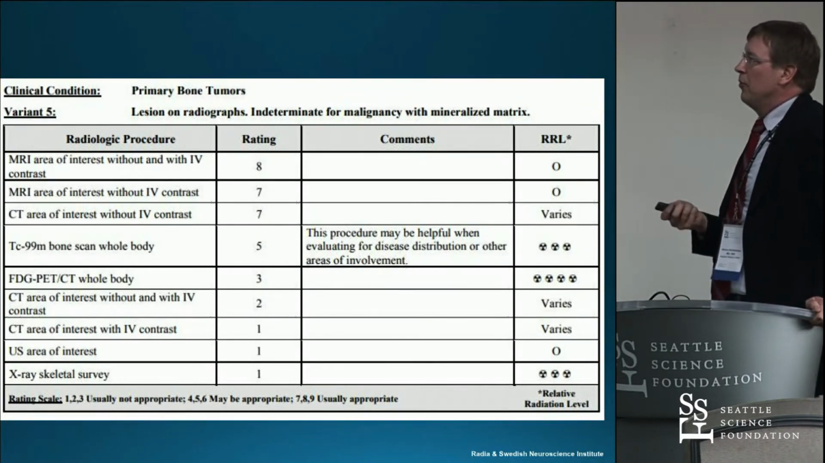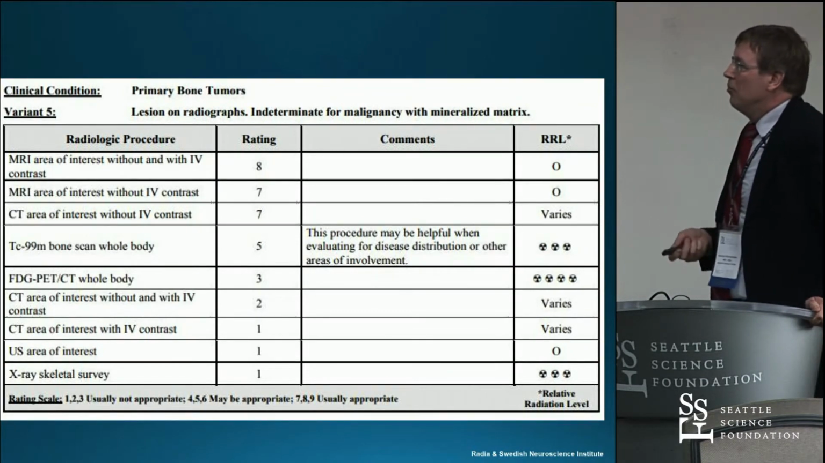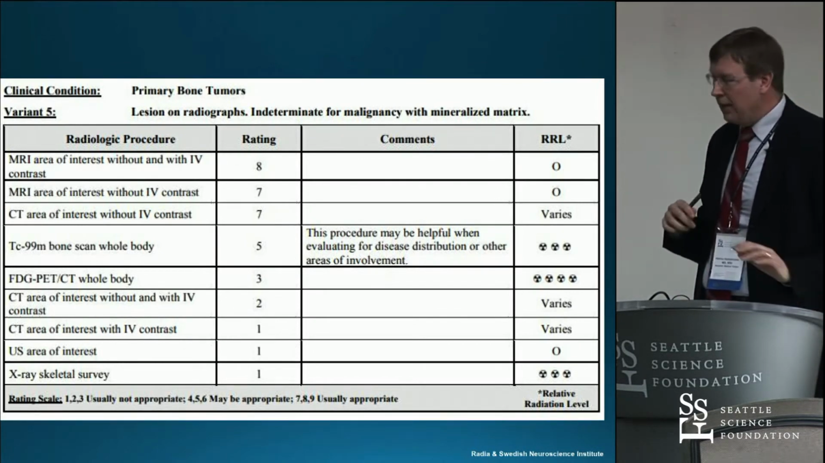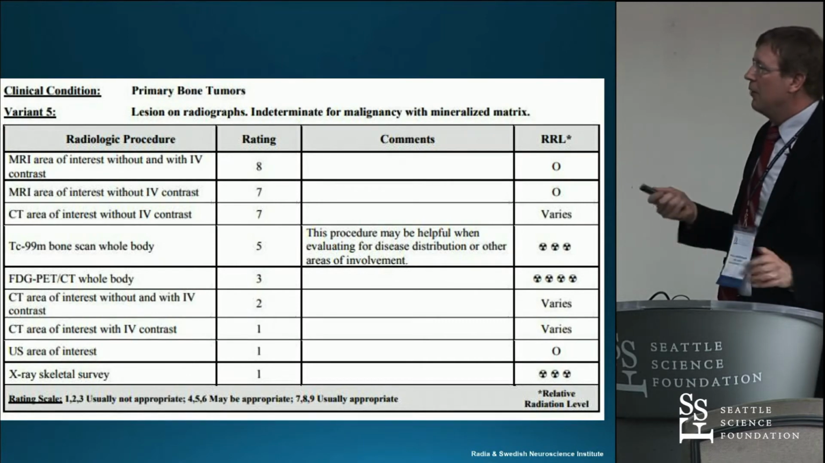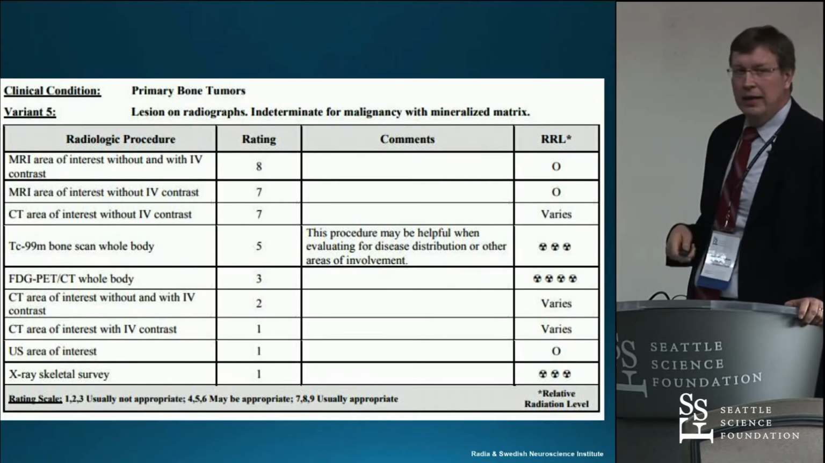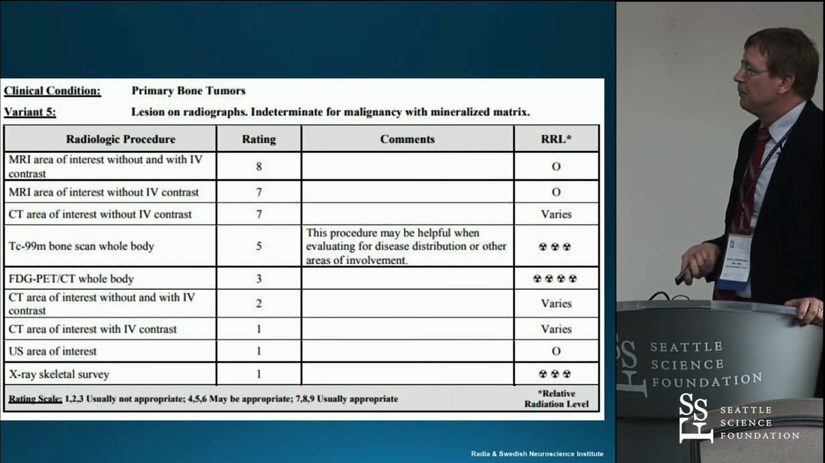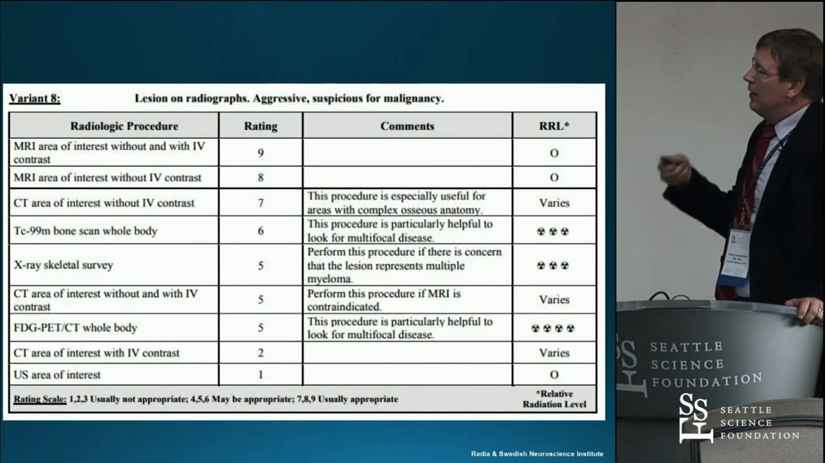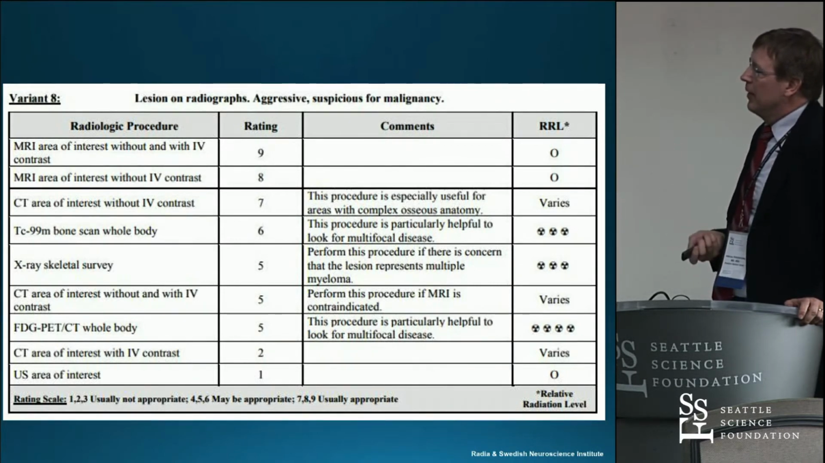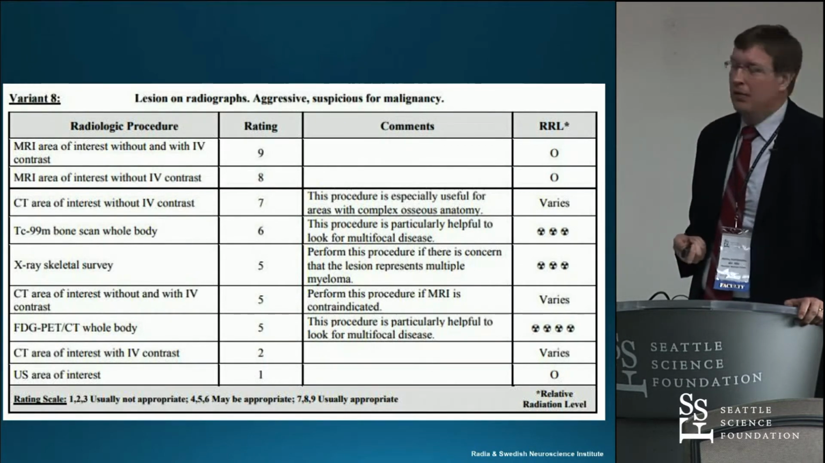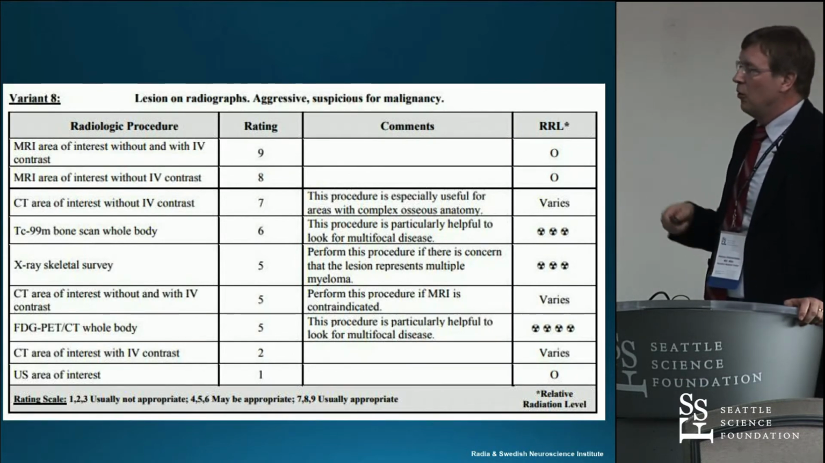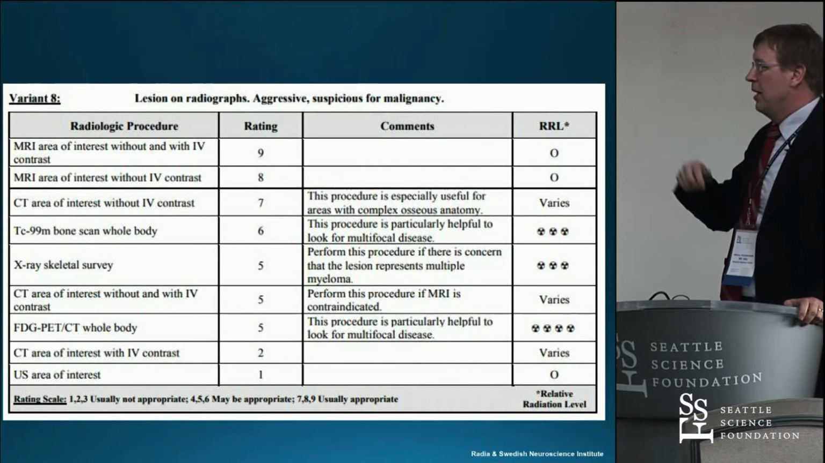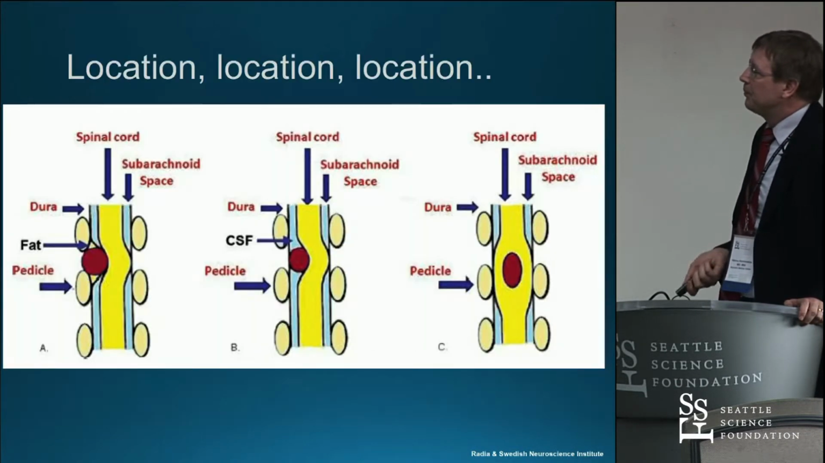So primary bone tumor, you found something on radiograph, but you couldn't tell if it was a malignant lesion with a mineralized matrix. So now MRI would be the next study. It can hopefully give us that answer. And we see a lesion on radiograph. It looks aggressive. It's suspicious for malignancy. Again, very similarly, MRI would be your study of choice to look for those additional things, neurologic compromise, pathologic versus non-pathologic fractures, things like that.